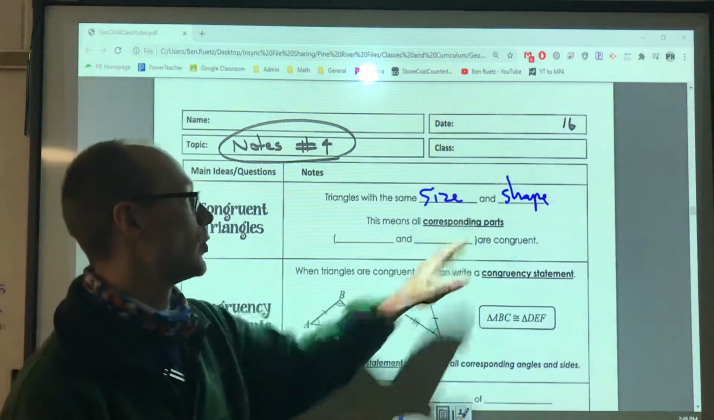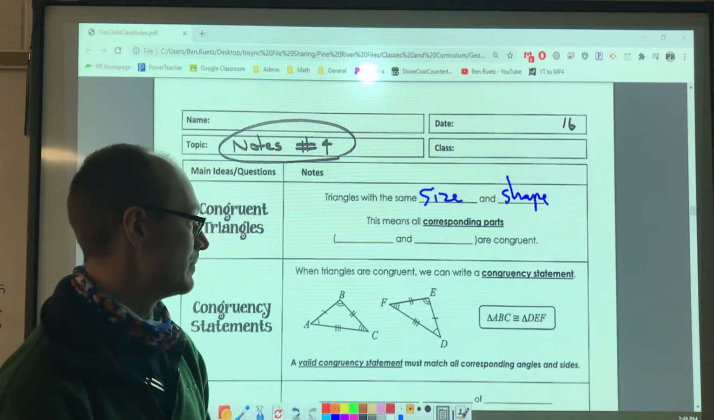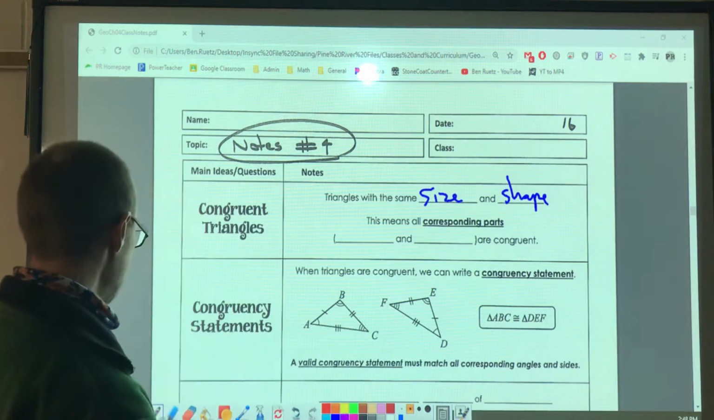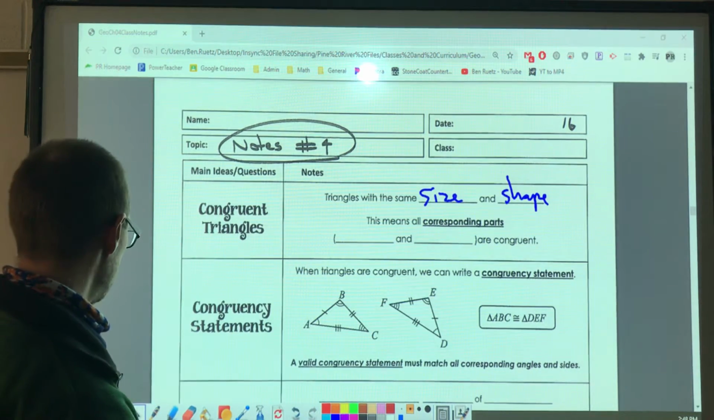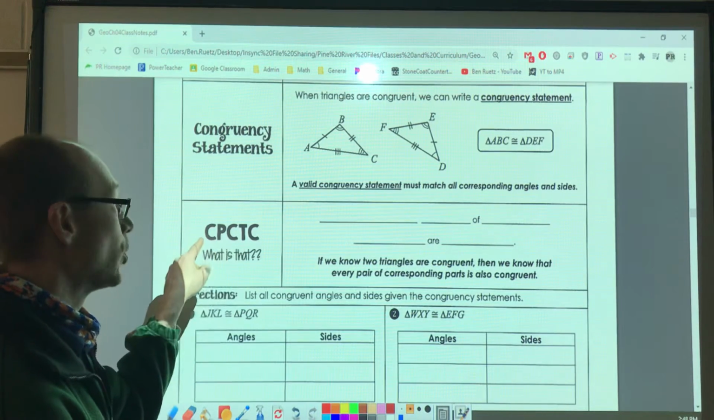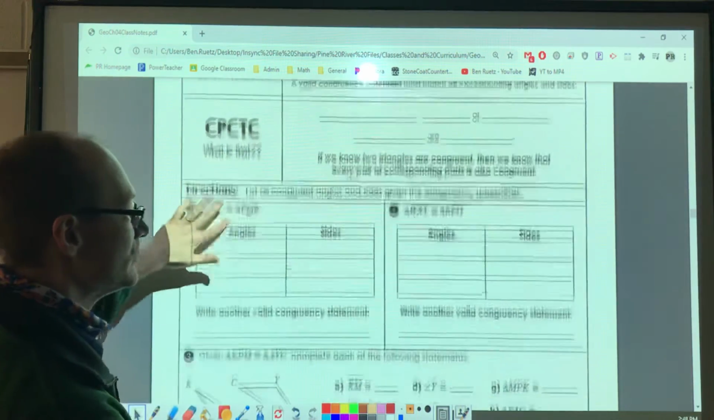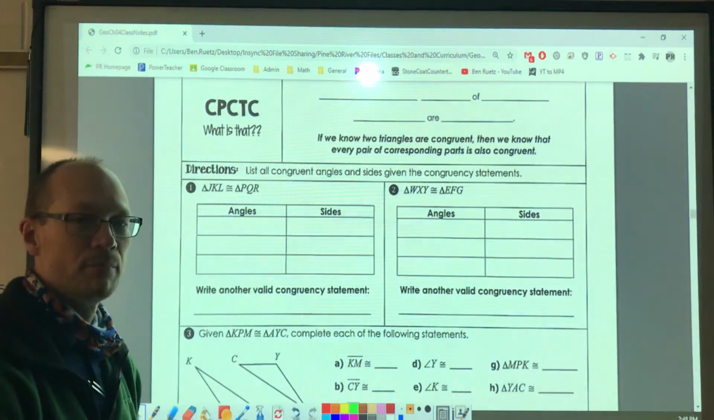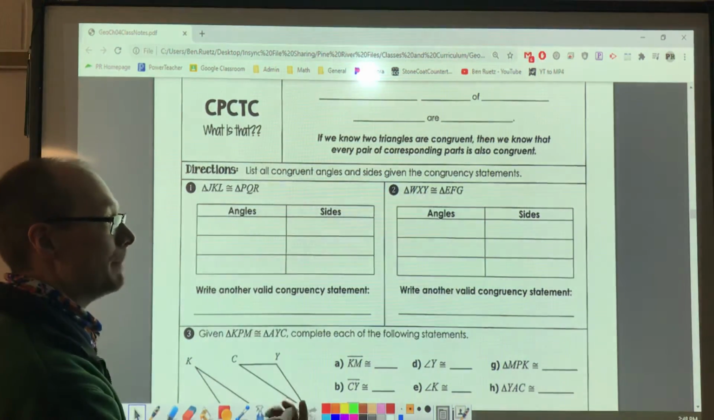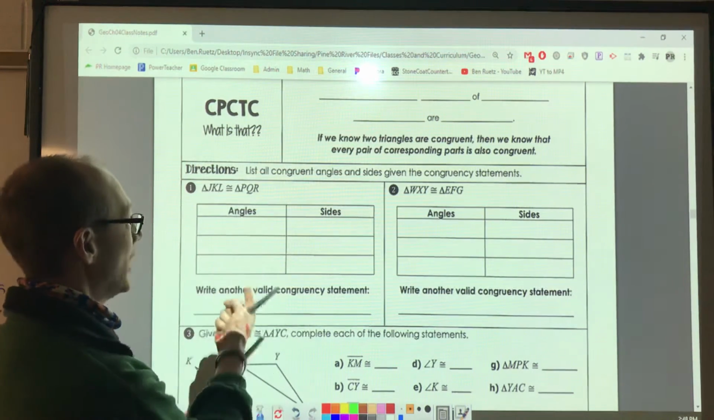So that means all corresponding parts, sides, and angles are going to be congruent. And I know it doesn't make a lot of sense for me to write down the CPCTC, corresponding parts of congruent triangles are congruent. It's in the notes. Most of this stuff right here doesn't make a lot of sense for me to spend time on in a video, because you can read the notes and match up those things.